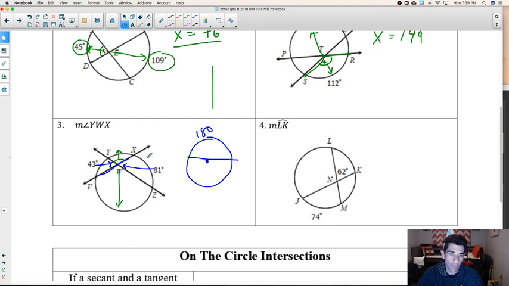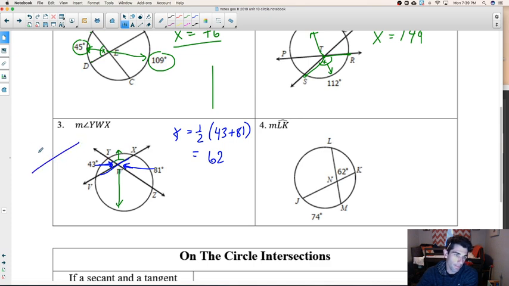And since these are not going through the center, you can't just do 180 minus 43 to figure out that arc and that arc. So we're going to try to use that first method of finding this other angle and then subtracting that answer from 180. So to find that angle, we're going to do 1/2 of 43 plus 81, and that's going to give me 62. So this angle here is going to be 62. If I'm drawing it, I'm looking at this angle 62.